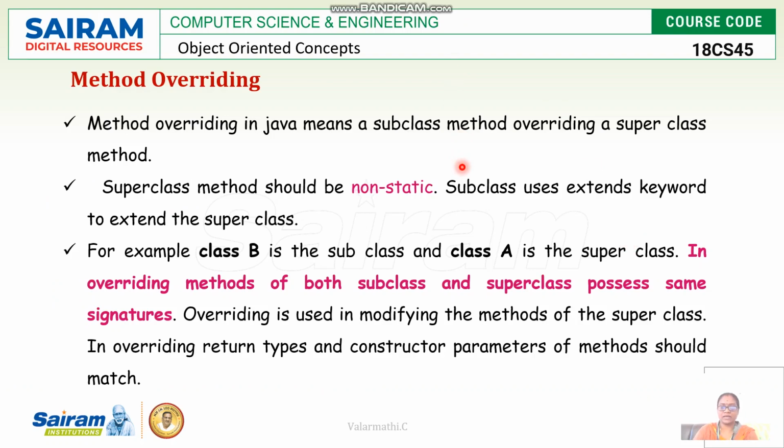Method overriding in Java means a subclass method overriding a superclass method. That means we are invoking the method of a superclass from the subclass object. And the superclass method which is going to be overridden should be non-static. For example, class B is my subclass and class A is a superclass. In overriding, the methods of both the subclass and superclass should have the same signature. So these are the points that should be noted in method overriding.